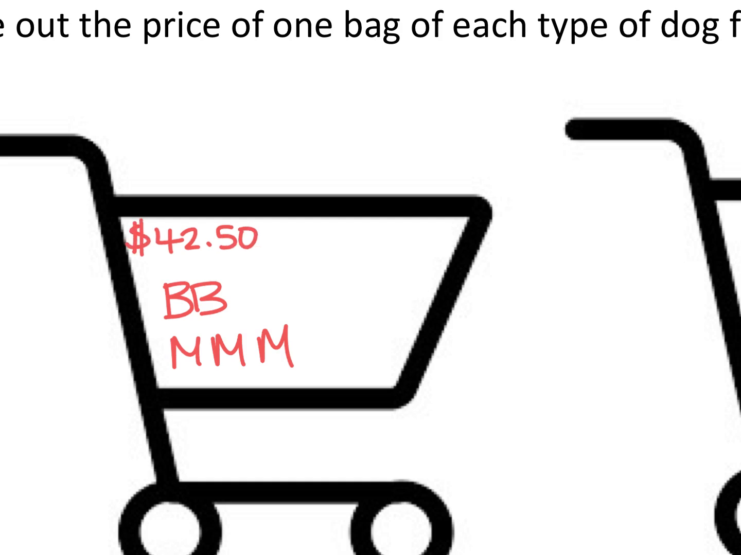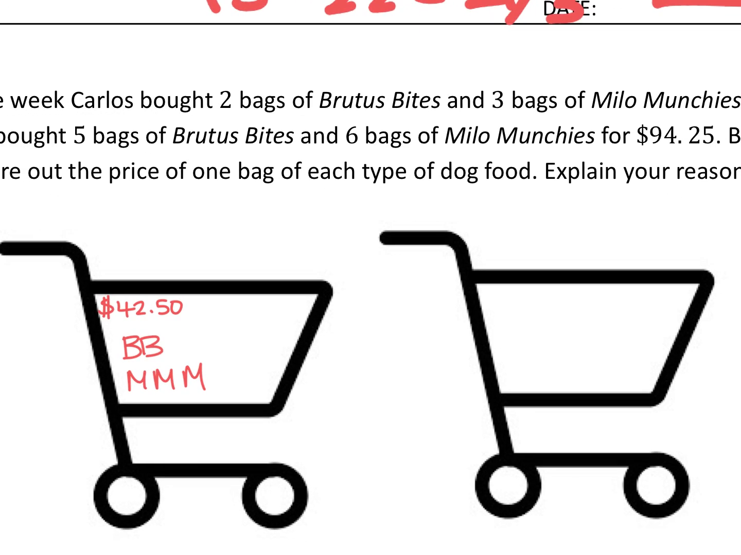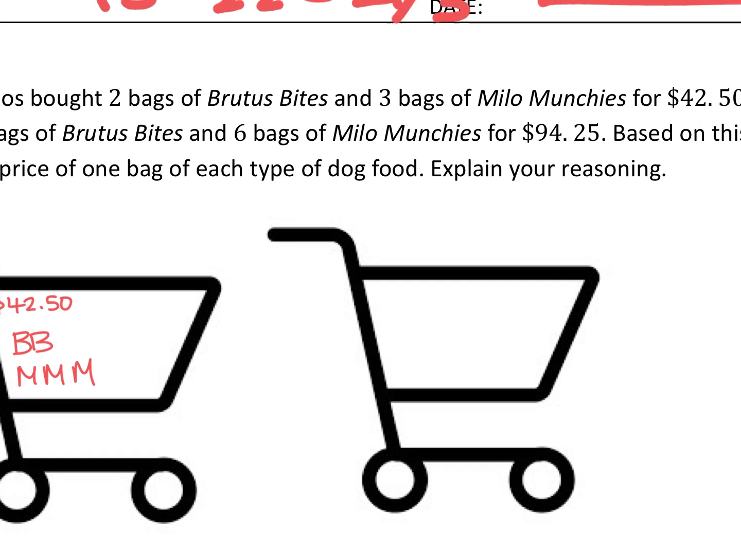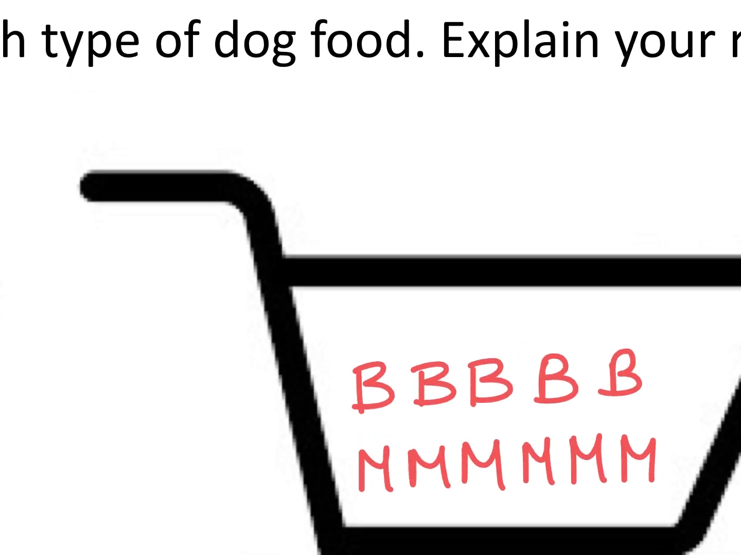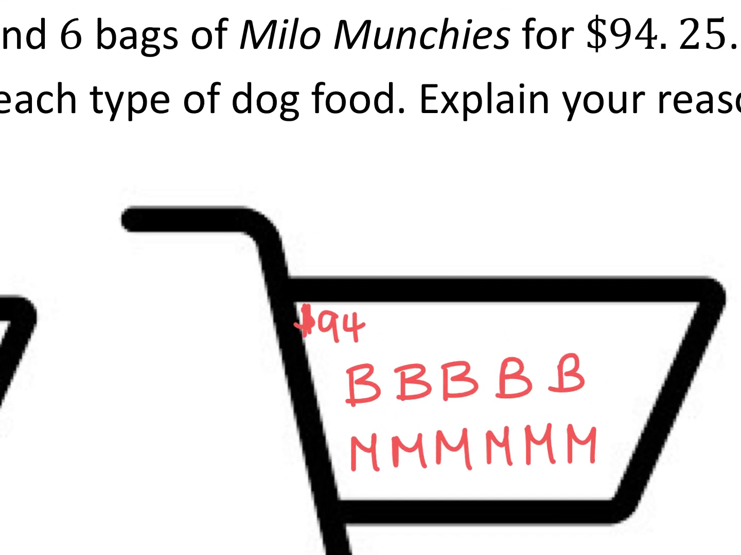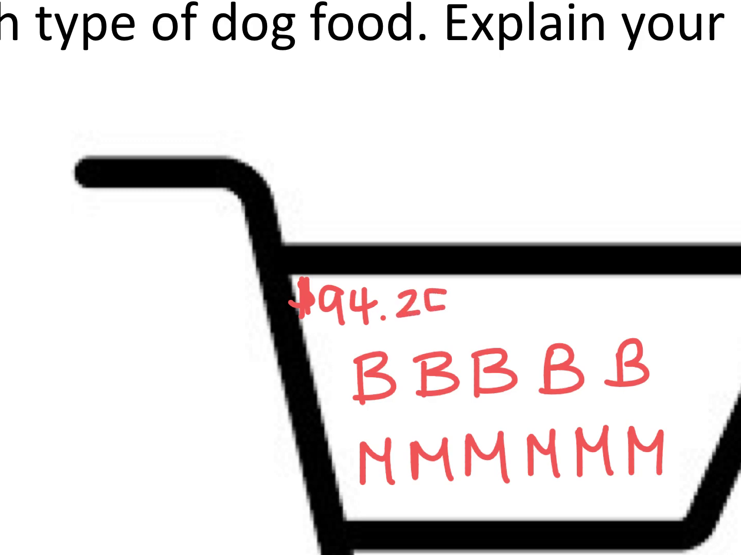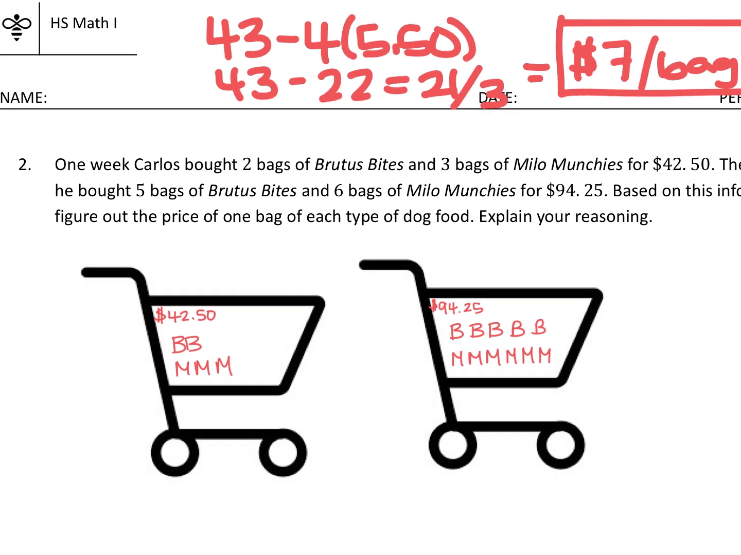Okay, and then the next week he bought 5 bags of Brutus Bites and 6 bags of Milo Munchies. So I'm going to do 5 Bs in this one. 1, 2, 3, 4, 5, and then 1, 2, 3, 4, 5, 6. And that time it was $94.25. All right, so that is the situation.